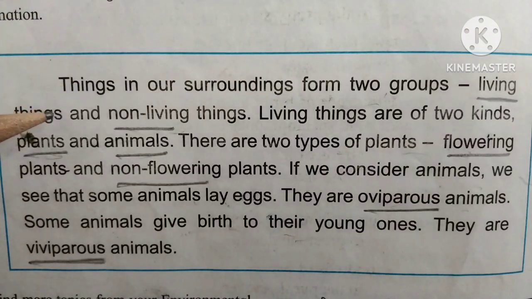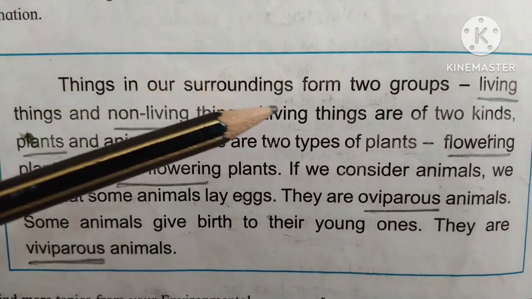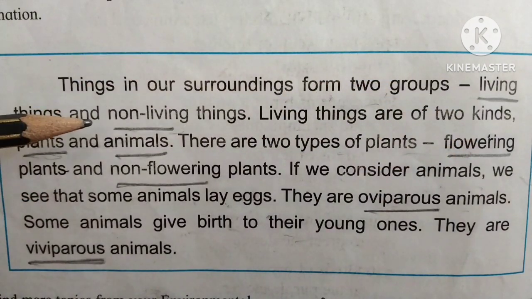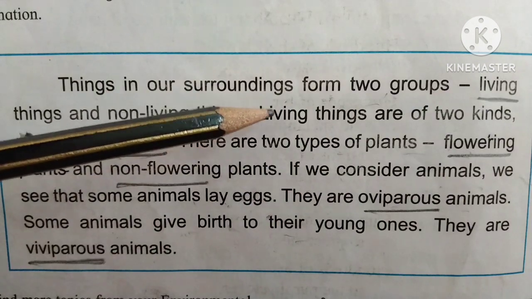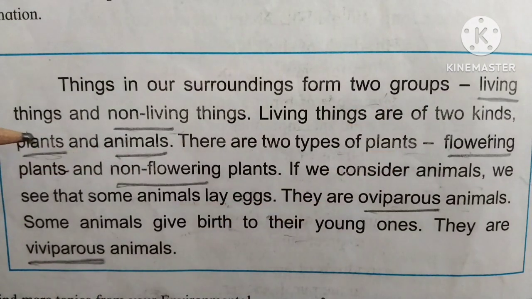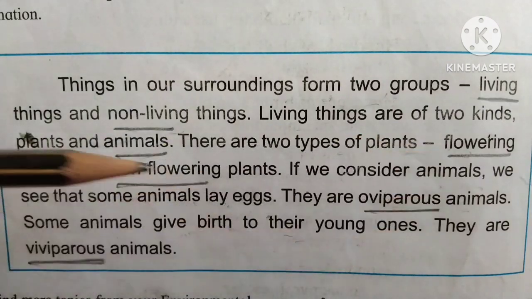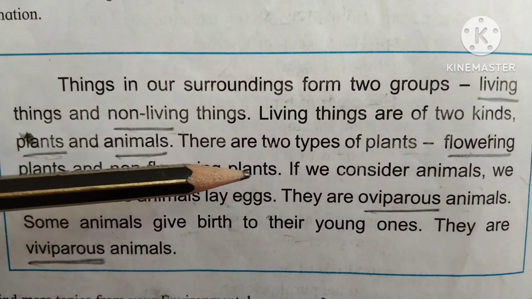First of all, I read the passage. Things in our surrounding form two groups, living things and non-living things. Living things are of two kinds, plants and animals. There are two types of plants, flowering plants and non-flowering plants.